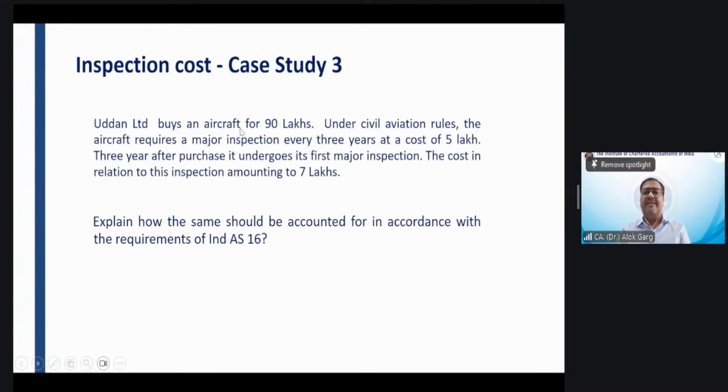Udan Limited buys an aircraft for 90 lakhs. Under civil aviation rules, the aircraft requires a major inspection every 3 years at a cost of 5 lakh. 3 years after purchase, it undergoes its first major inspection. The cost in relation to this inspection amounts to 7 lakhs. So normally the cost of inspection was 5 lakh, but after 3 years it cost 7 lakh. Explain how the same should be accounted for in accordance with the requirement of Ind AS 16.